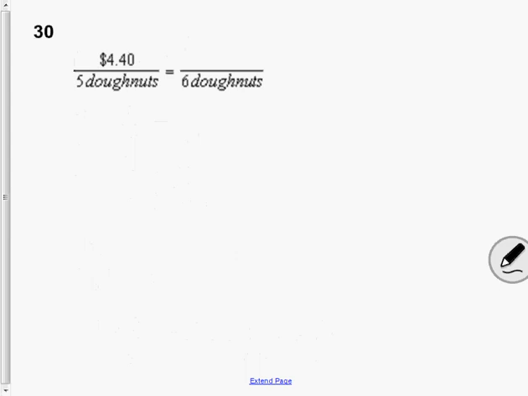Your donuts here. So for this one, most of you probably did this. You say there's $4.40 for 5 donuts. You figured out how much it was for 1. And that would be 88 cents. Is that right? Is that 88 cents? 88 times 1. Yeah, that's right. 88 cents for 1 donut.